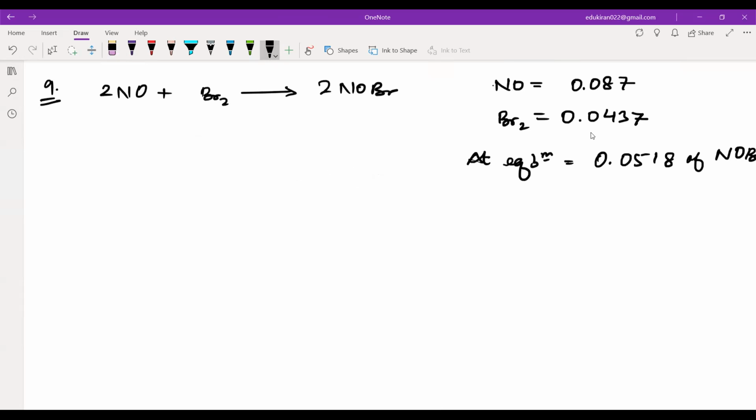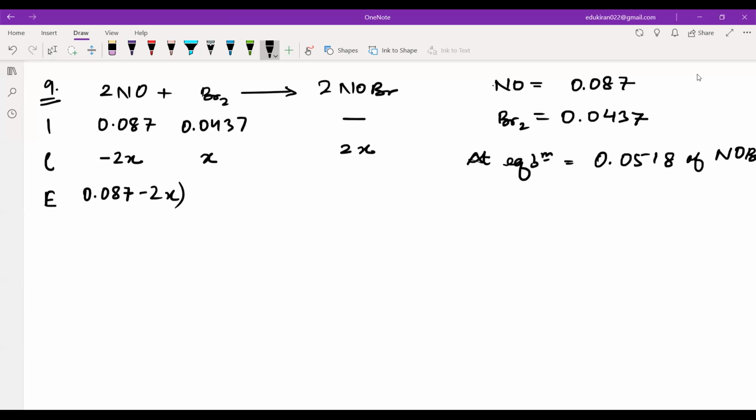I will make the initial here. Initially they have been given NO as 0.087 and Br2 as 0.0437, and NOBr is nothing. Now in the change you don't have anything, right? You will just write minus 2x here, and minus x here, and here you will write 2x. Now at equilibrium you have 0.087 minus 2x, 0.0437 minus x, and here how much do you have?